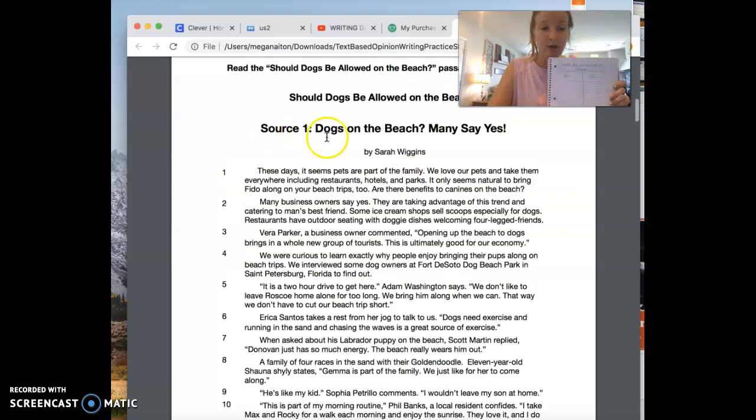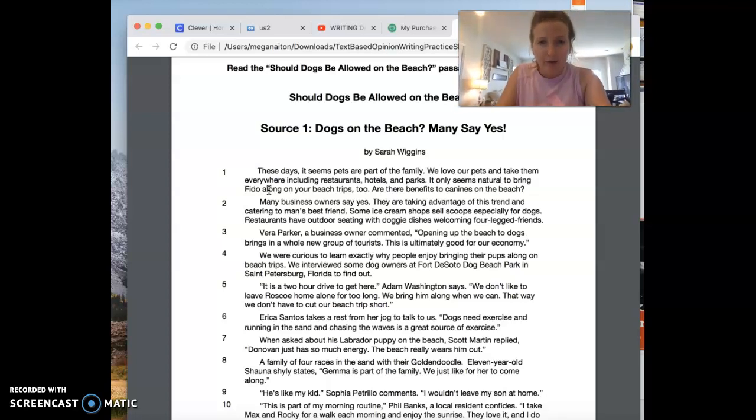All right, so source 1 is called Dogs on the Beach. Many say yes. So paragraph 1 says, these days, it seems, pets are part of the family. I'm going to pause really quick because I'm not sure if I said this. We're going to be looking for both sides because in an opinion piece, we have to write supporting the side that has the most facts. Okay, so I'm going to continue to read. It says, we love our pets and take them everywhere, including restaurants, hotels, and parks. It only seems natural to bring Fido along to your beach trips too. Are there benefits to canines on the beach?